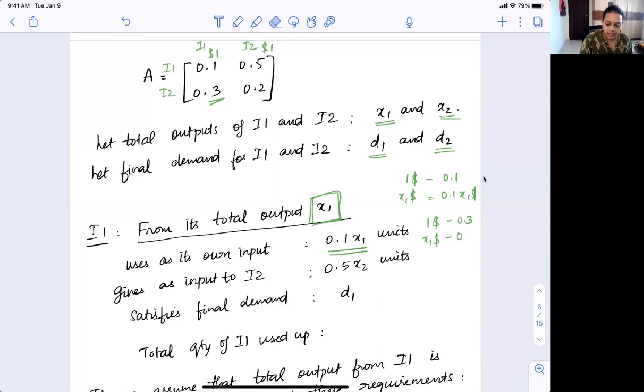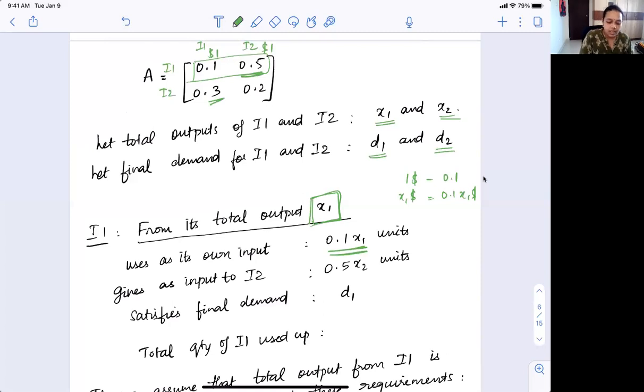I think I just confused you for a second there. Let's deal only with the first row. We're talking about how much input is flowing out of I1. It's now going to need 0.1 times X1 units to produce itself. And then for every unit of I2 that is produced, I1 is giving 50 cents of its own input.